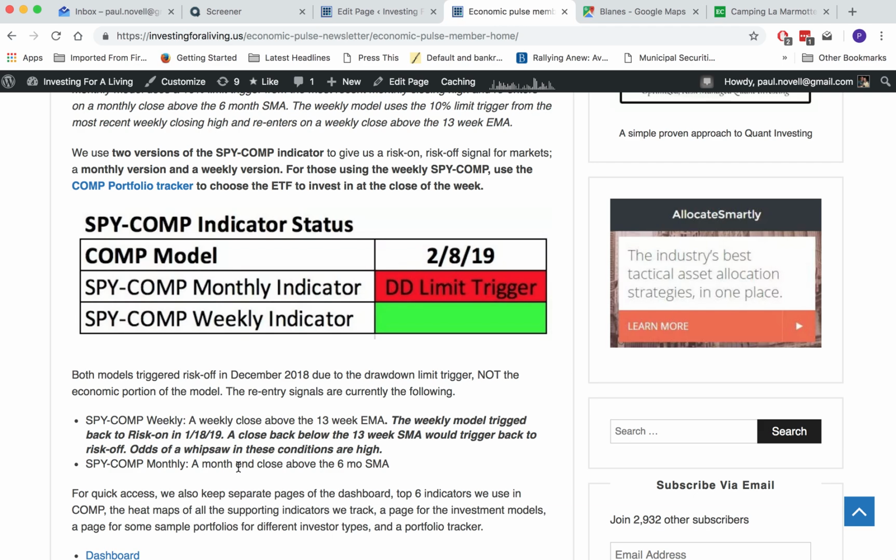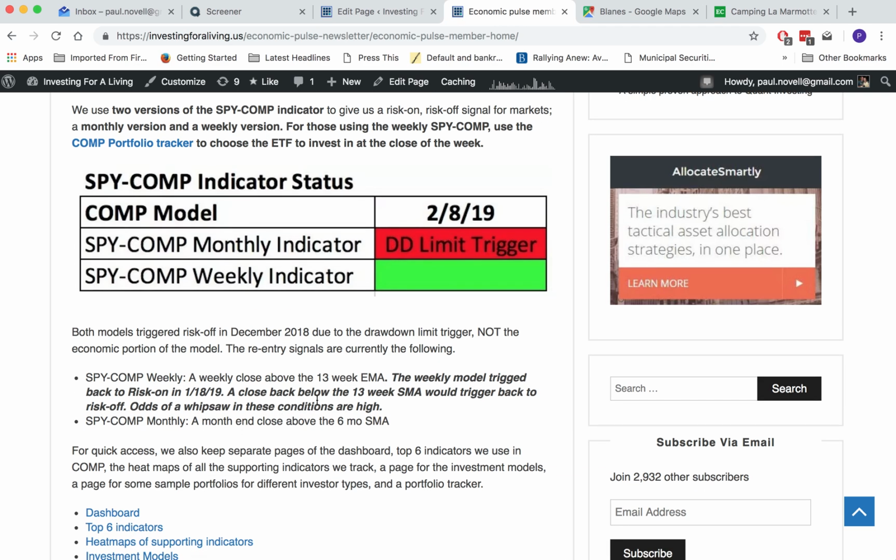And for the monthly model, at the end of the next month, which happens to be the end of February, a close back above the 6-month moving average would take this monthly model back to green. All right, that's it. That's all you need to know.